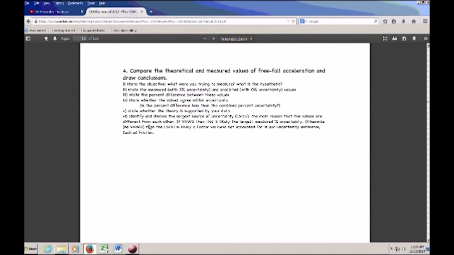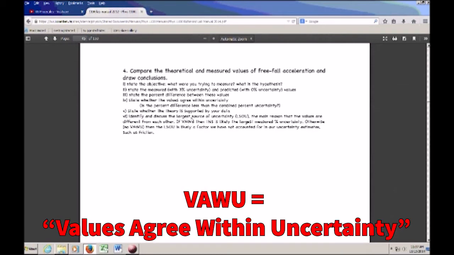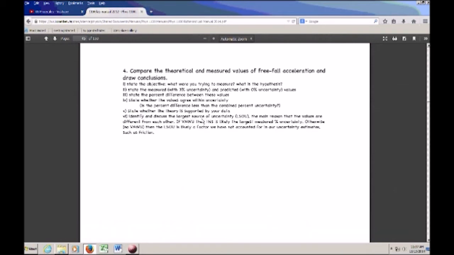The last thing you do is you have to identify what's called the largest source of uncertainty. So there's an acronym that they use, LSOU. And the largest source of uncertainty, it depends on whether your values agreed or disagreed with an uncertainty, what that is. So there's this acronym VAWU, V-A-W-U, that just means values agree with an uncertainty. So if your values agreed with an uncertainty, then your largest source of uncertainty is something you took into account, something you already knew about.